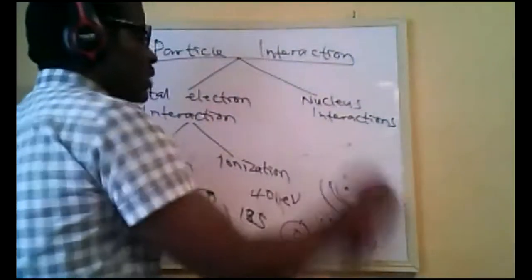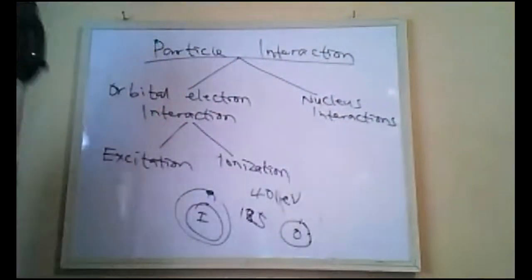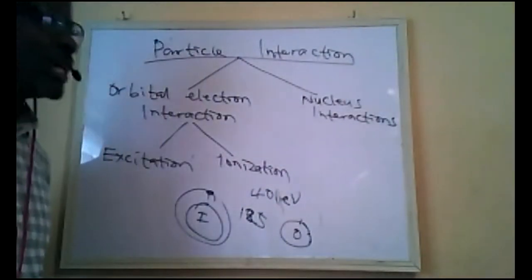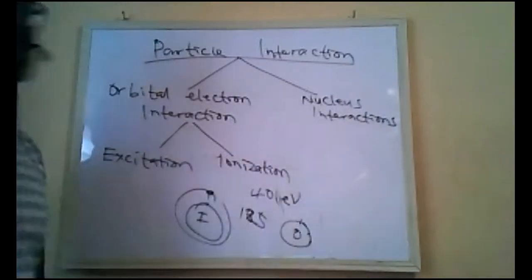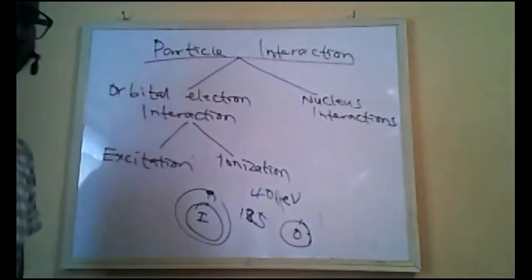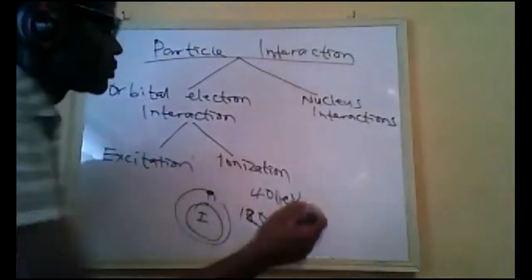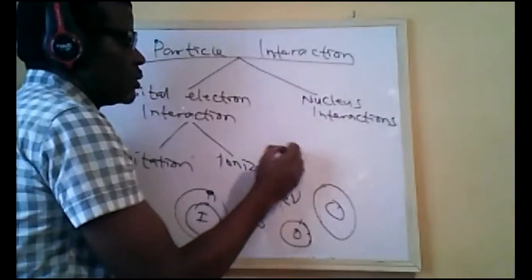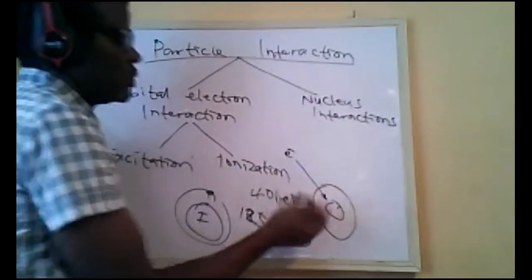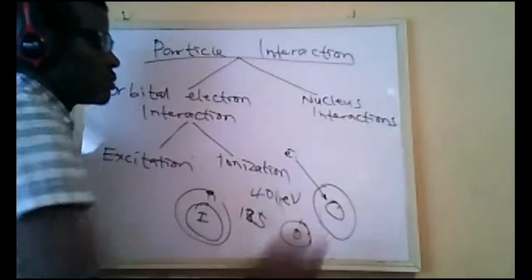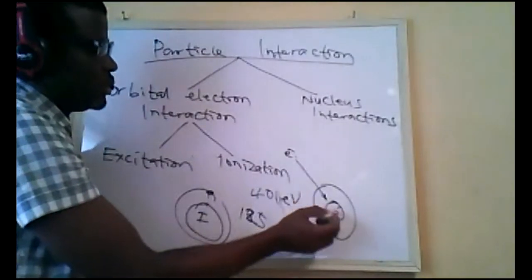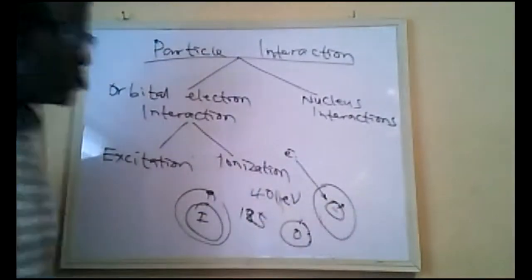And when we go to nucleus interaction, in the event that the particle goes beyond the wall of the atom and gets into the nucleus, you're going to have a nuclear interaction. Imagine an electron, which is a particle, moving. This one is negatively charged. The nucleus is positively charged.